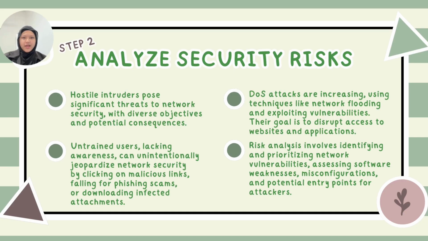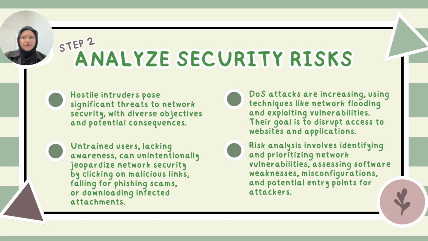The second step is analyze security risks, such as hostile intruders that pose a triple threat to network security: data theft, aiming for personal and financial information; data modification, compromising integrity and reliability; and service denial, causing disruptions through attacks like denial of service, DoS. Consequences range from financial losses and reputational damage to significant downtime, impacting business operations and customer experience. Implementing robust security measures is crucial to thwart these risks and safeguard network assets.